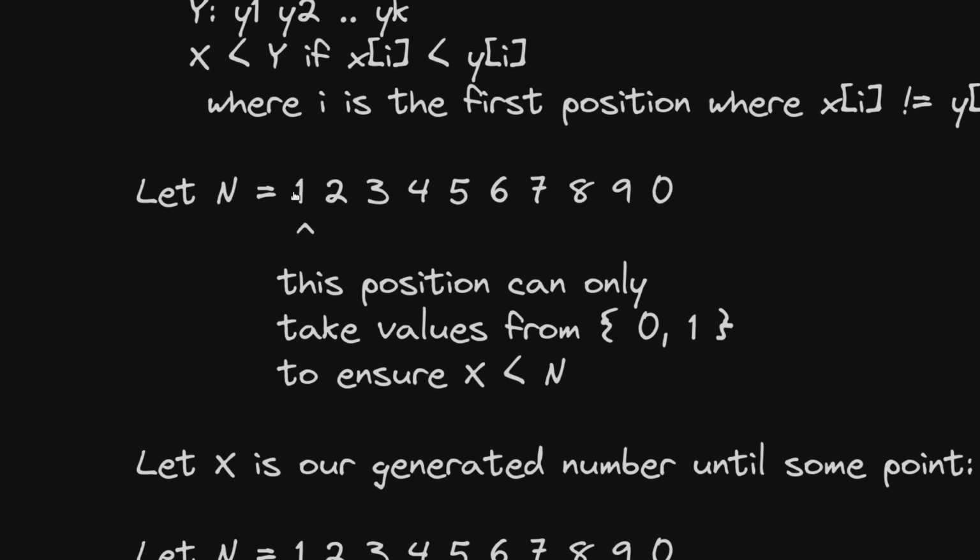Based on this observation, let's take an example. Let's say we want to iterate over all the numbers from 1 to N, and we start filling the digits from this position, which is the most significant digit.